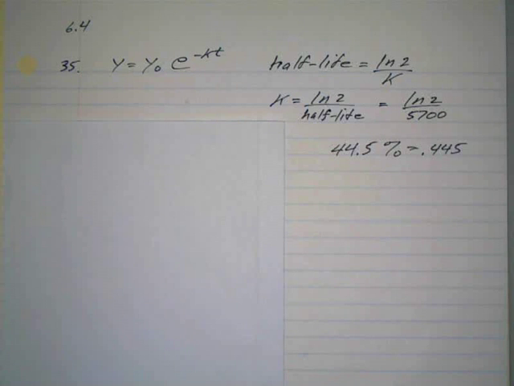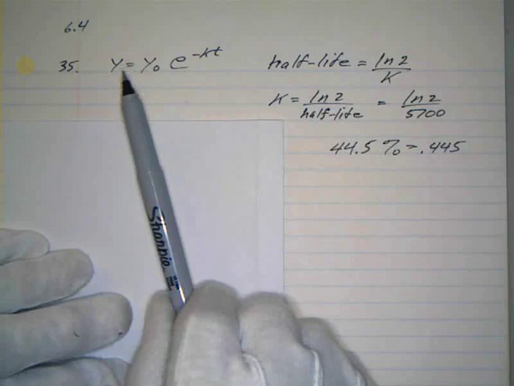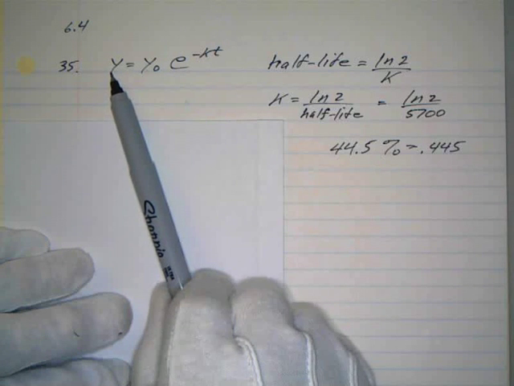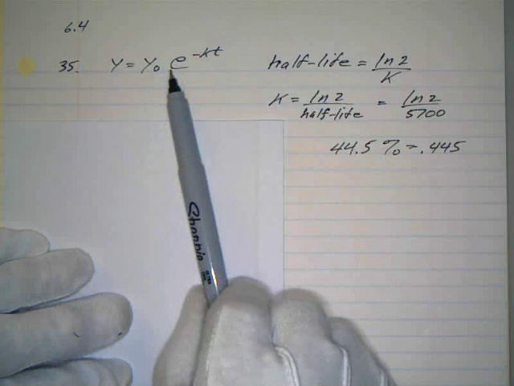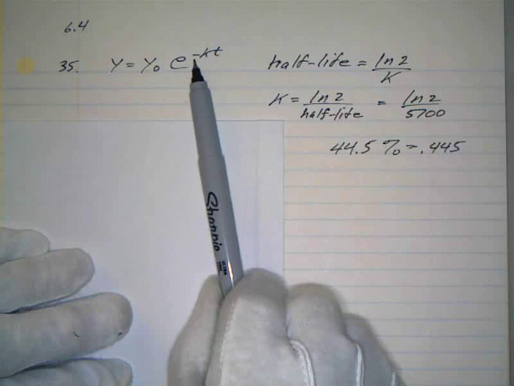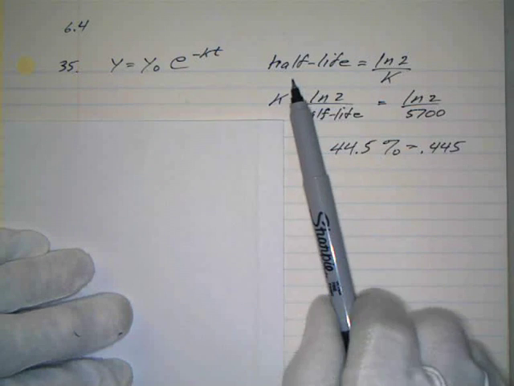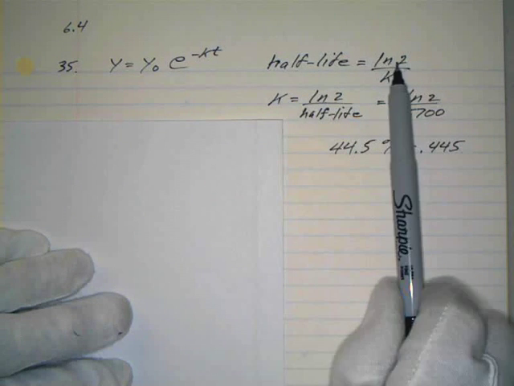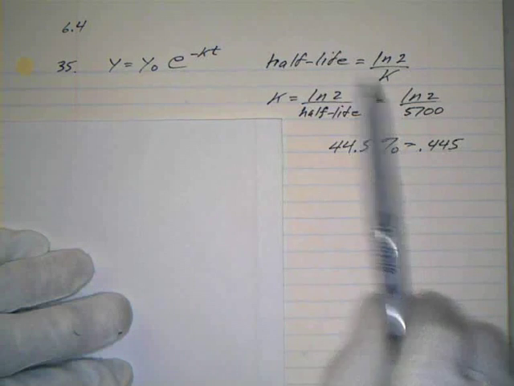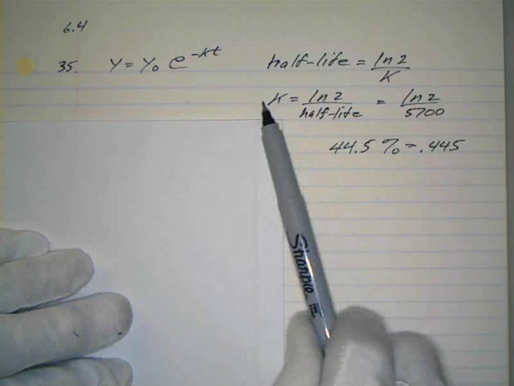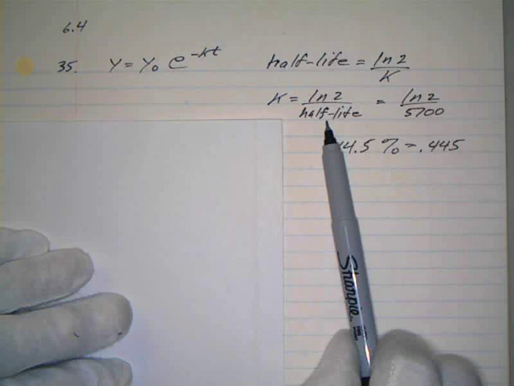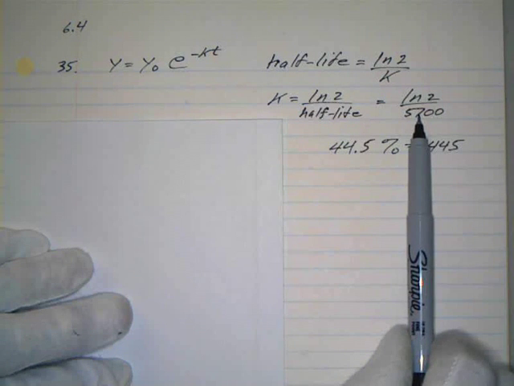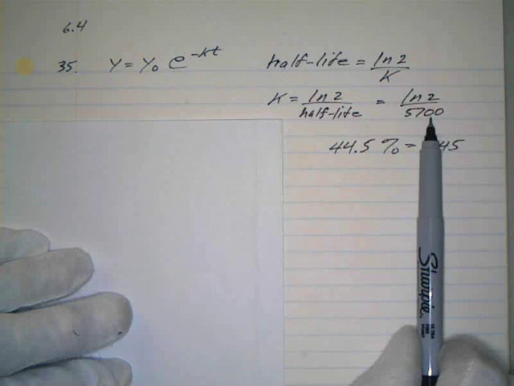So we have some data here we can use to get started. We know that this is our general formula for exponential decay: y equals y sub 0 times e to the negative kt, where k is positive. Now we have the half-life formula that we derived in the book, that the half-life equals the natural log of 2 over k. So if I multiply by k and divide by half-life, I have k equals the natural log of 2 over the half-life. We know the half-life is 5,700 years for the carbon. So k is the natural log of 2 over 5,700.